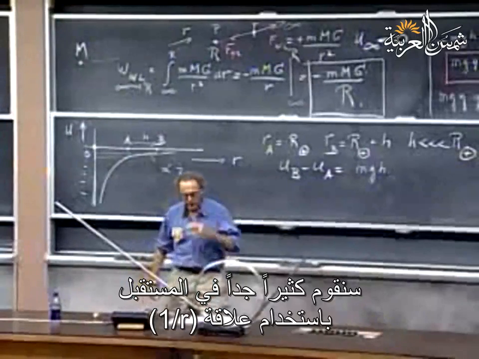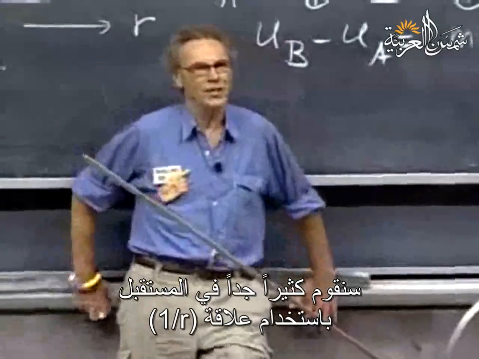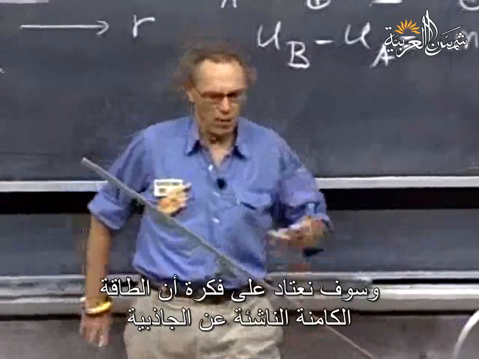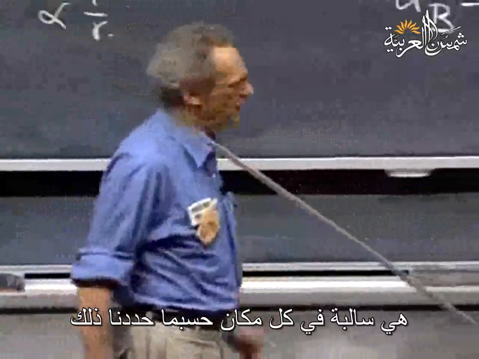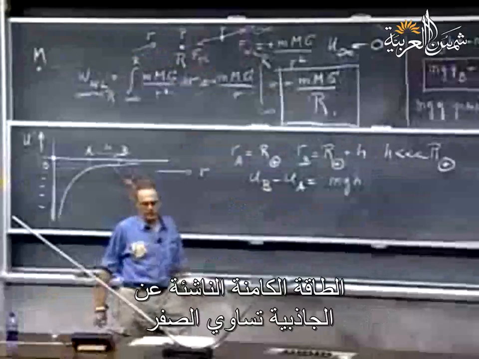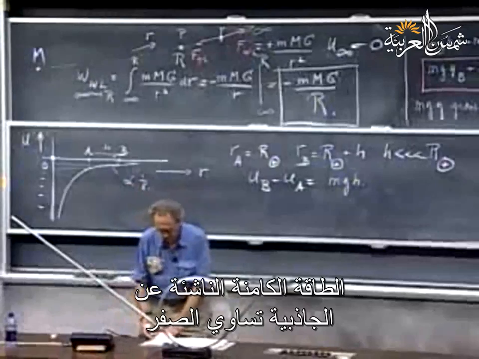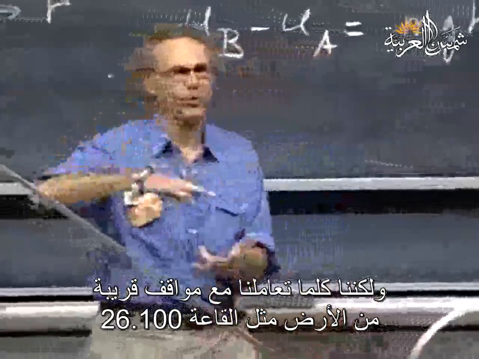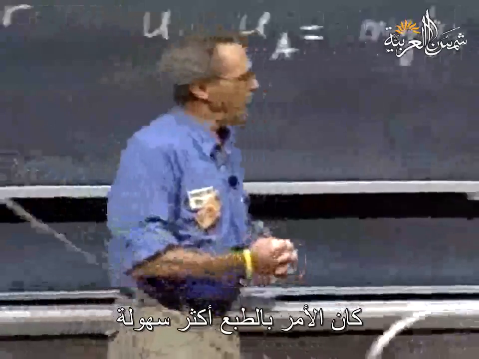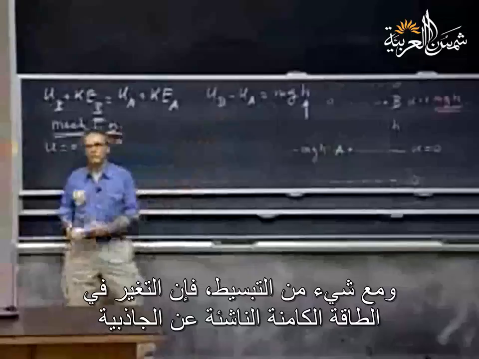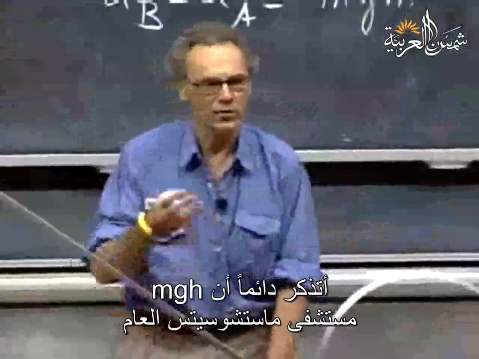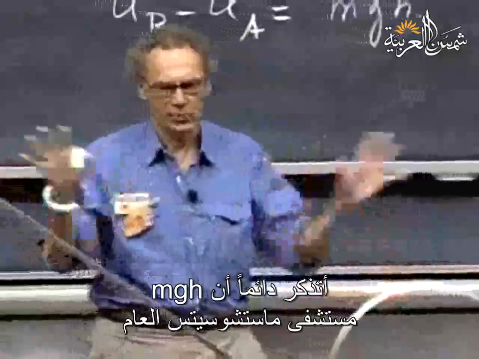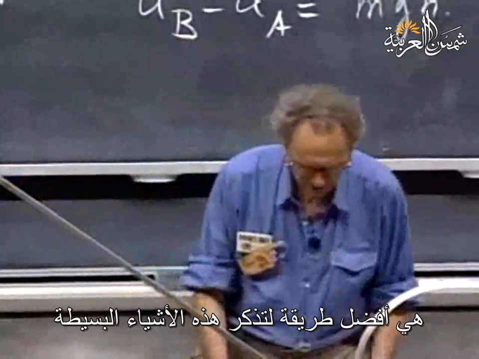We will many times in the future use the 1/r relationship for gravitational potential energy. We will get very used to the idea that gravitational potential energy is negative everywhere, the way it's defined, and that at infinity the gravitational potential energy is zero. But whenever we deal with near Earth situations, like in 26-100, then of course it is way more convenient to deal with the simplification that the difference in gravitational potential energy is given by mgh. I always remember that: mgh, Massachusetts General Hospital. That's the best way that you can remember these simple things.